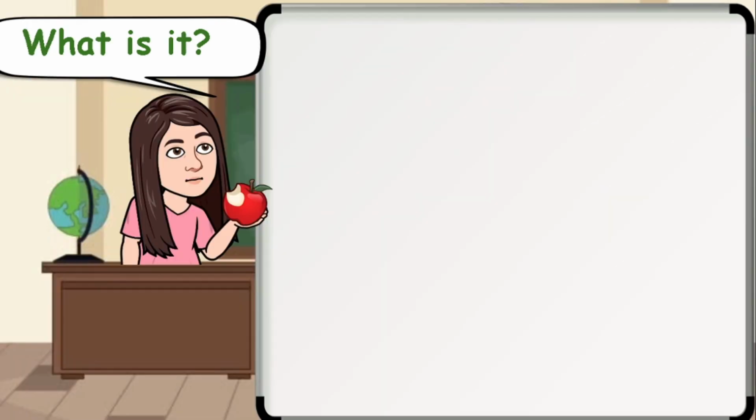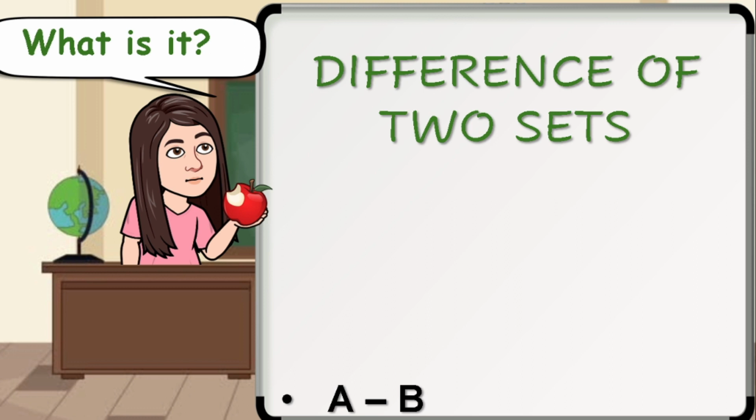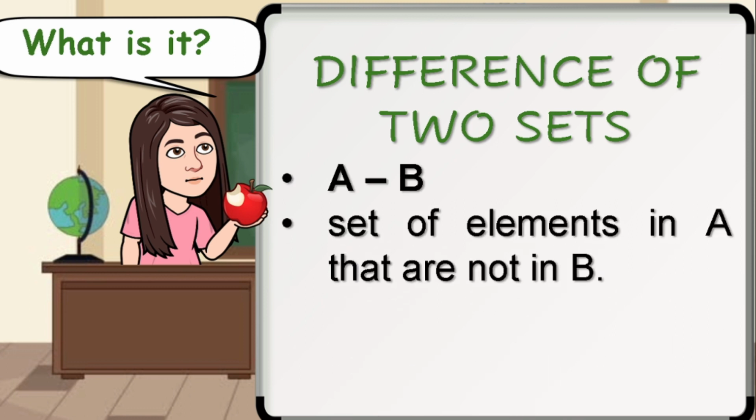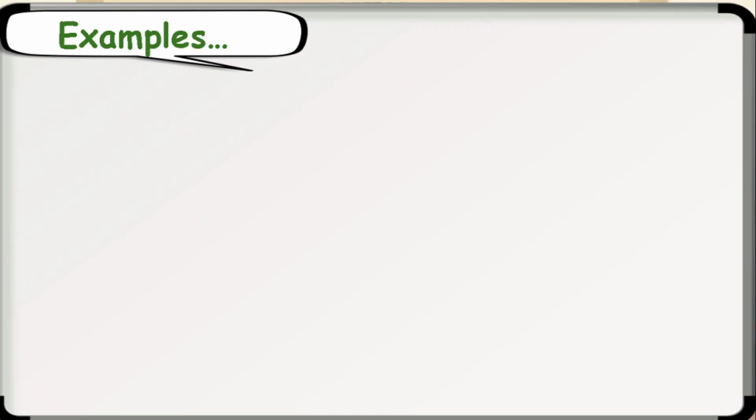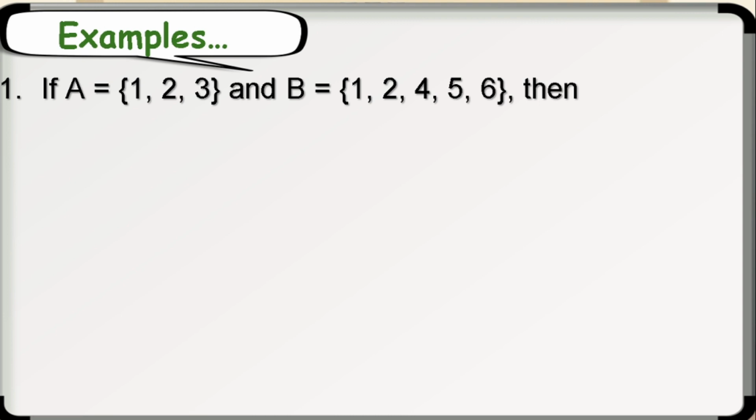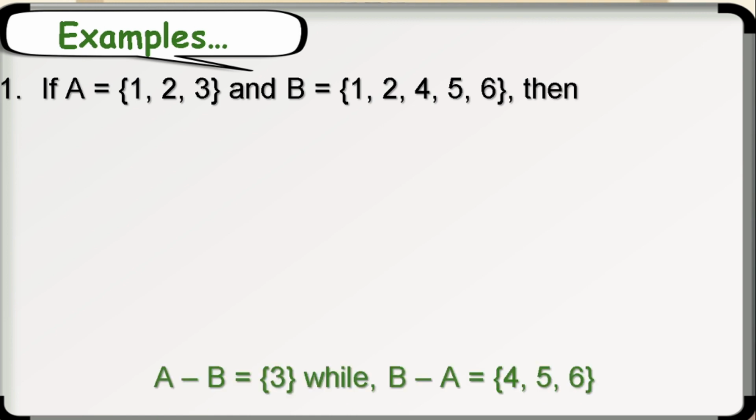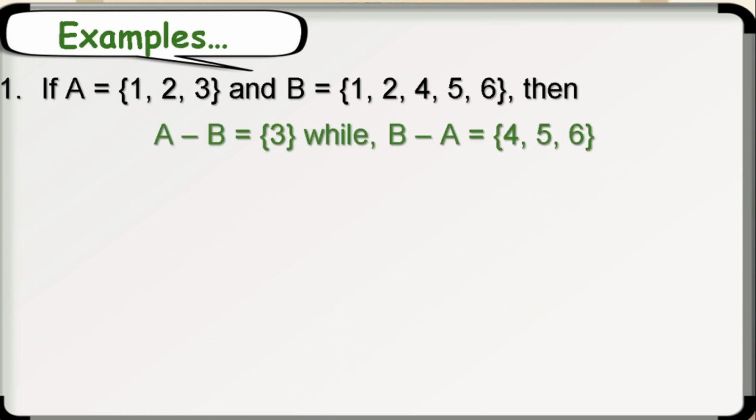Let's talk about difference of two sets. Let's have A minus B. It means to say that the set of elements in A that are not in B. Here are the examples. Number 1, if set A is 1, 2, 3 and set B is 1, 2, 4, 5, 6, then A minus B is equal to 3 because the element 3 that is in set A is not an element of set B, while B minus A is equal to 4, 5, 6 because elements 4, 5, 6 of set B are not the elements of set A.